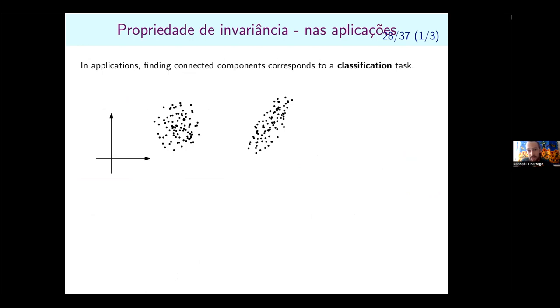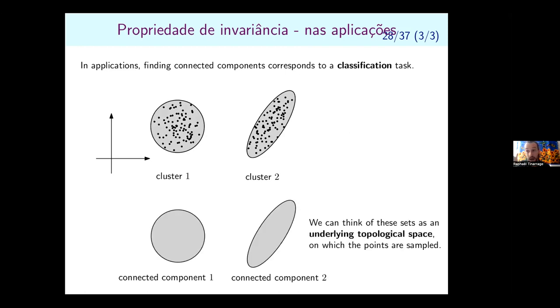A glimpse at applications. Connected components are related to the problem of classification in data analysis. Say you have a data set like that, any correct classifier would find these two groups, these two clusters. What happens in TDA is that we think of these two clusters as two connected components. We think of this point cloud as sampled on an underlying space. This space is made of two components. And so in the end, classifying your data set is equivalent to finding the connected components of the underlying space, right? This is the general philosophy of TDA.